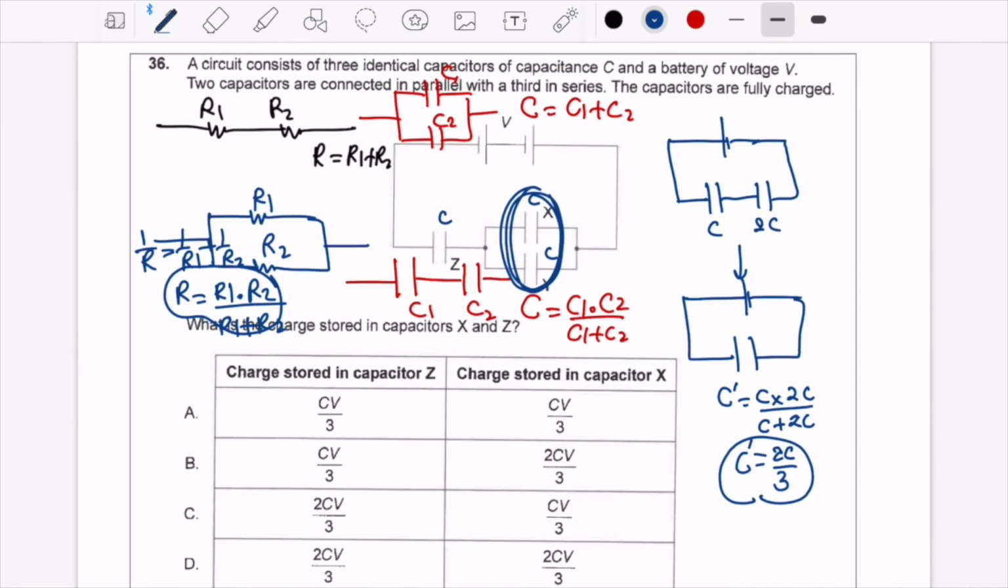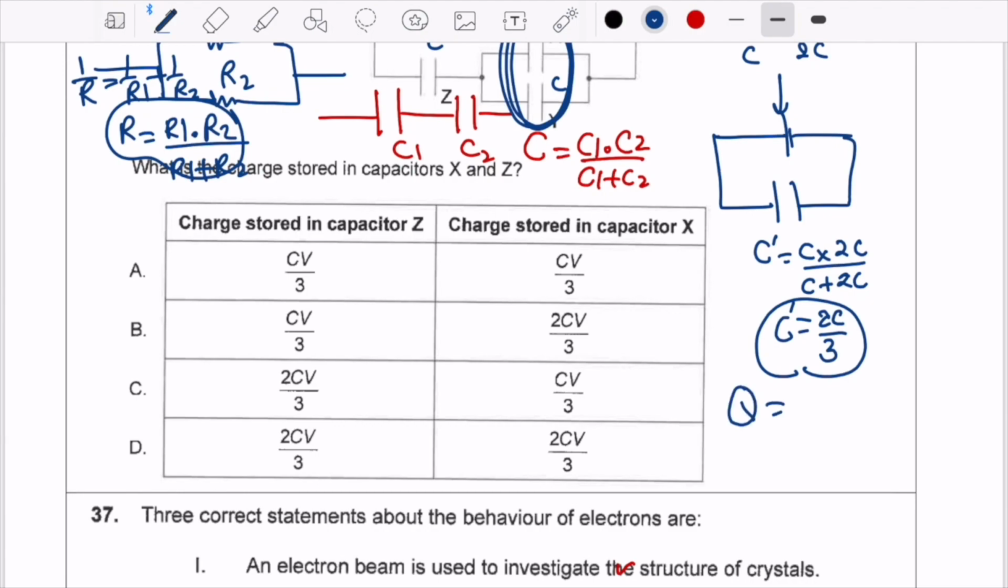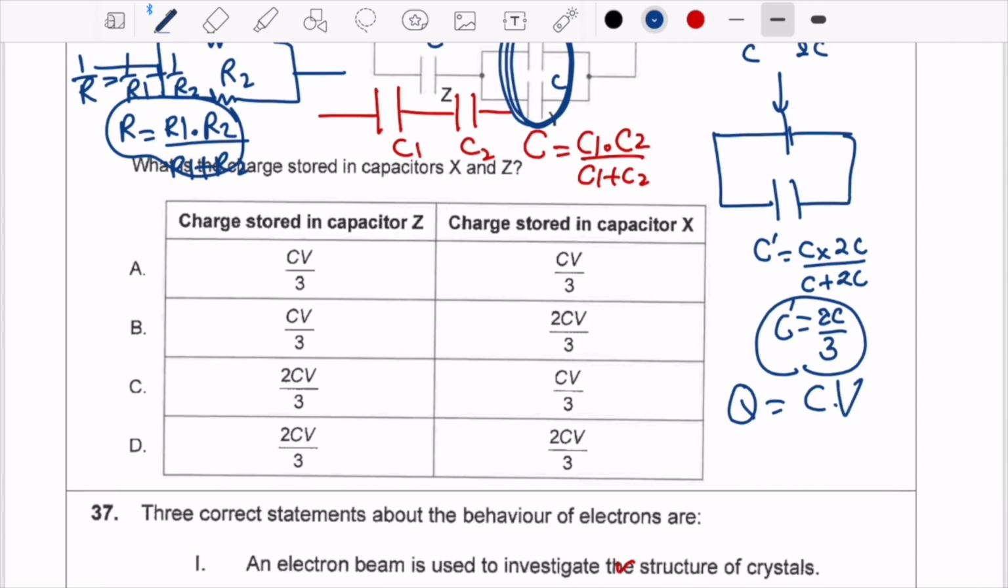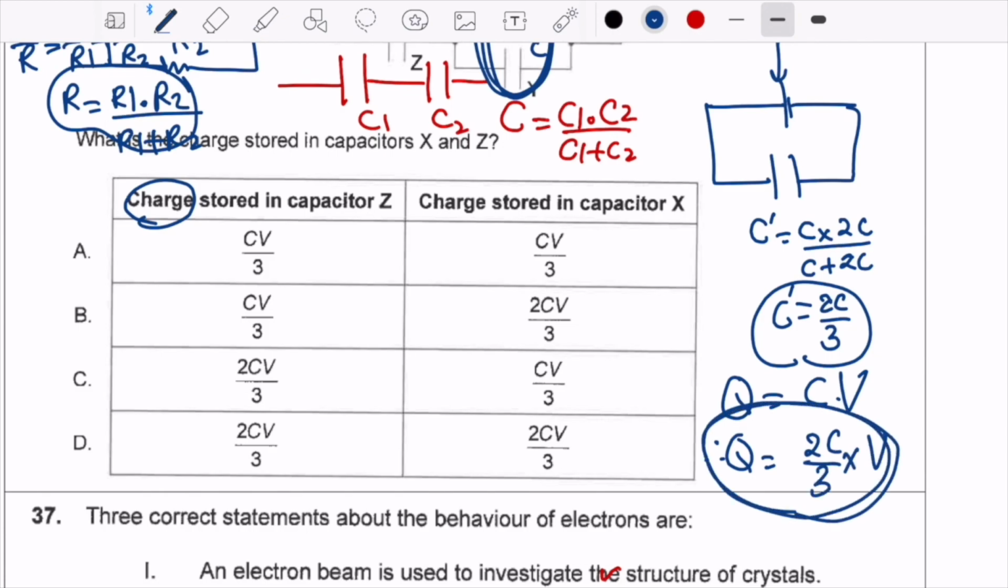Now, charge equals capacitance times potential difference, right? So in this case they are talking about the charge. Charge in this circuit will be total capacitance, 2C over 3, times V. So this will be the charge stored in this equivalent capacitor.